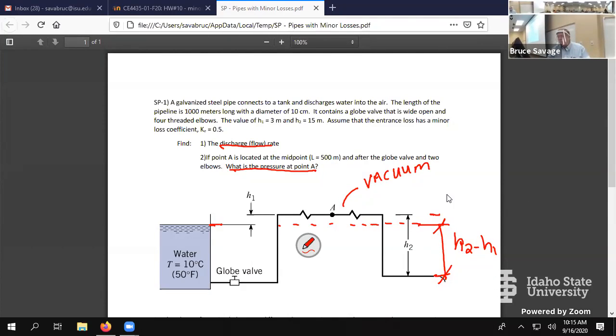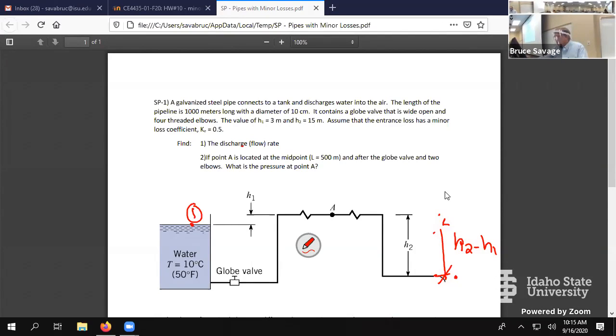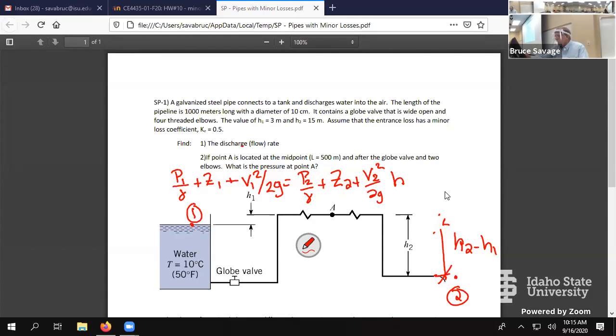So we're going to go ahead and clean off this here. I guess I should have left that, but we can then write the energy equation from this point over here to this point over here. So this is 1 and this is 2. And so I write the energy equation: P sub 1 over gamma plus Z sub 1 plus V sub 1 squared over 2g is equal to P sub 2 over gamma plus Z sub 2 plus V sub 2 squared over 2g plus the head loss term, right?